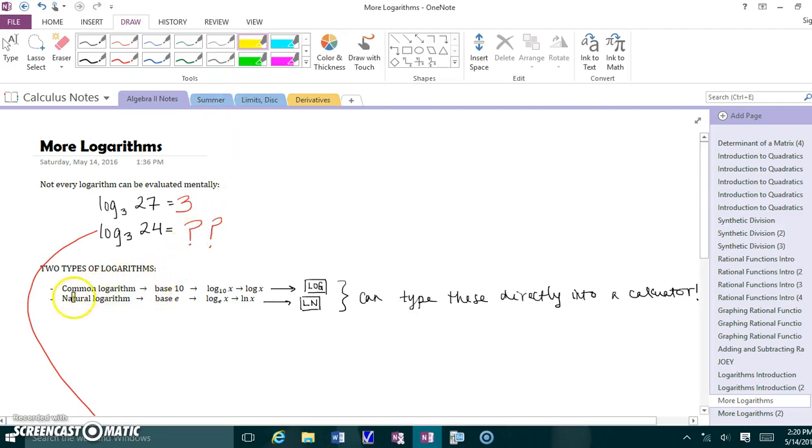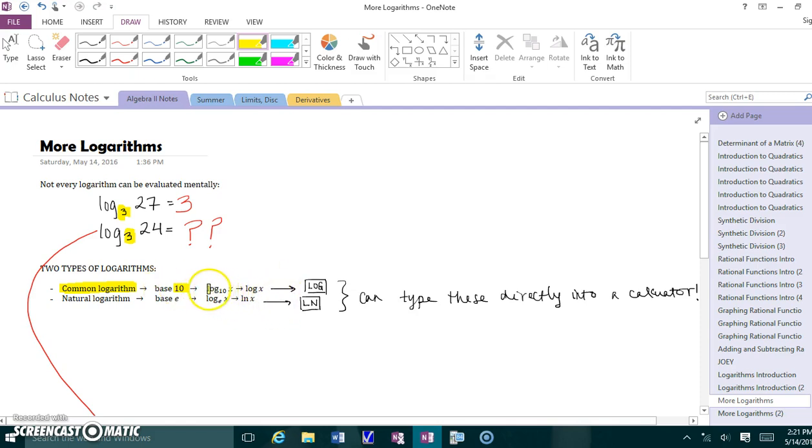So in order to tackle this problem, we need to first realize that there are two types of logarithms out there. The first type is a common logarithm. Now, the reason they call it common logarithm is because it's so commonly used. And a common logarithm, these are things you need to remember. Common logarithm has a base 10. So we know that every logarithm has a base. This one happened to be base 3.